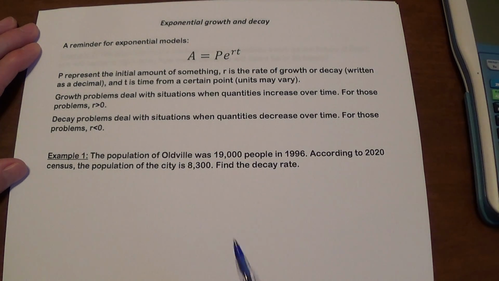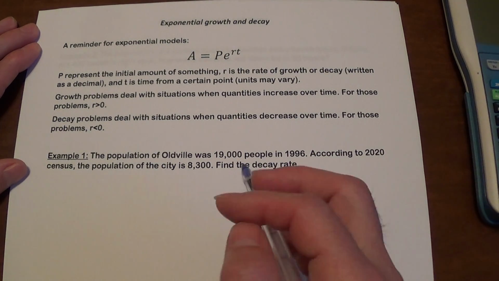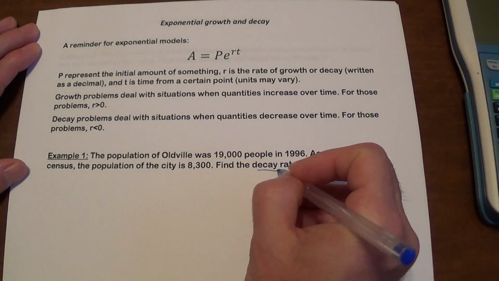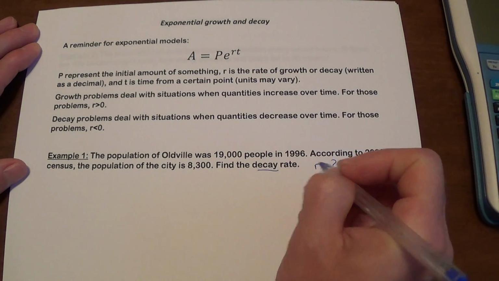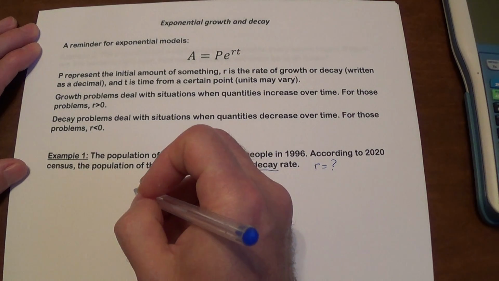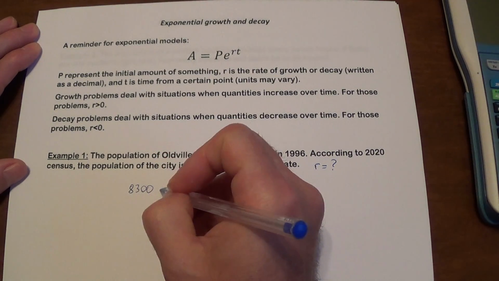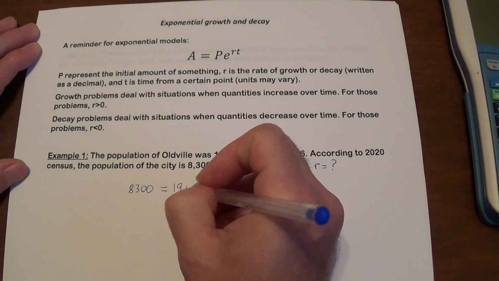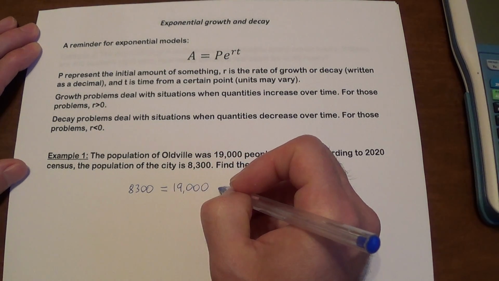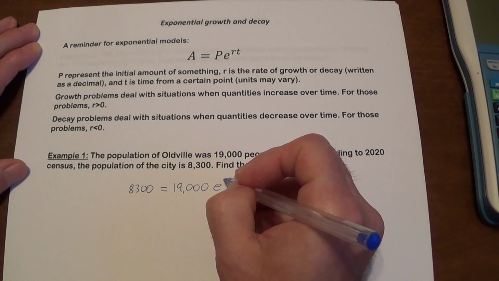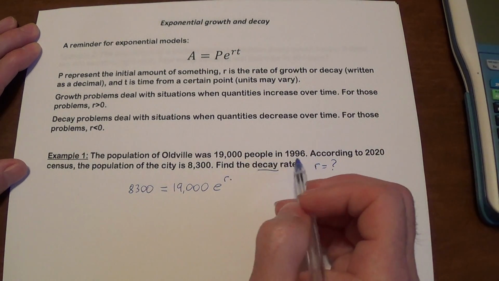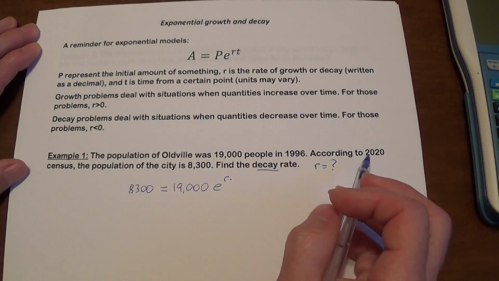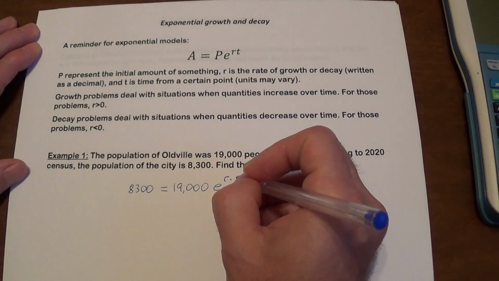So the population of Oldville was 19,000 in 1996, and then in 2020 it was 8,300, and we need to find the decay rate. So we're looking for R. Let's take all the numbers here. So we have 8,300. By the way, get your calculator ready, you're going to need it. The initial amount was 19,000. Right? E to the power, we don't know R, we know T because it was from 1996 to 2020, that's 24 years, right?